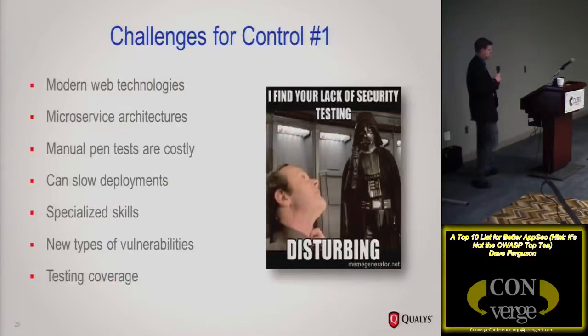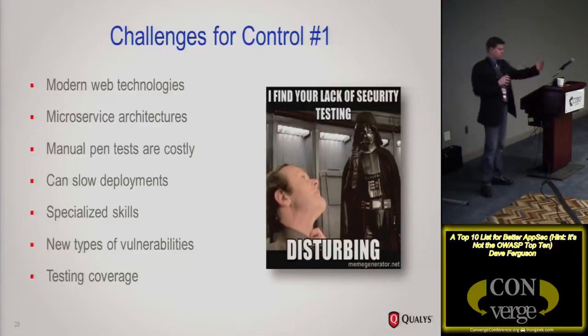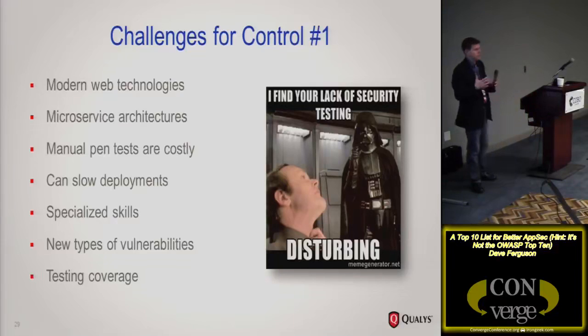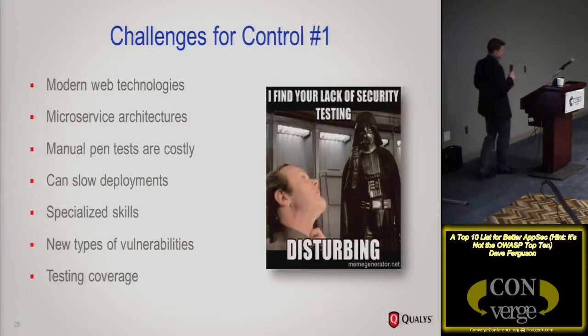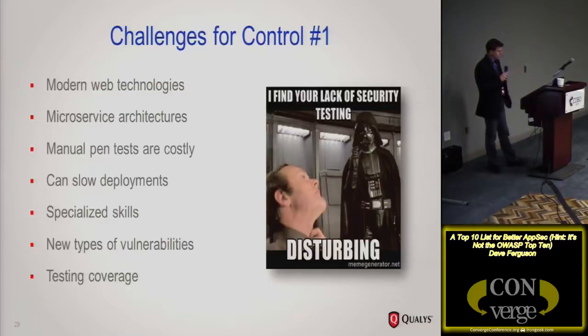So challenges. For this control, even though it's the number one control, there are challenges, including modern web app technologies and microservice architectures, which make static analysis much more difficult, because static analysis works great with a monolithic application where all the code is there. You can track the data flow through the application. With microservices, it's much harder for static analysis to do that. Pen tests are costly. The testing can slow down deployments, make things slow down in general. You need specialized skills as a manual pen tester. You do need to know how to do that. That's a specialized skill, which leads to why it's expensive.